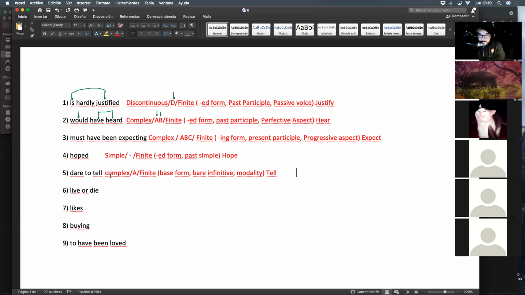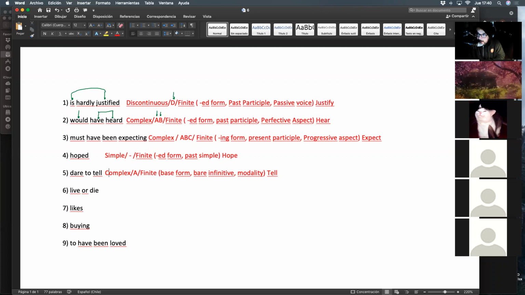Profe, yo tengo una duda que yo sé que lo explicó antes, pero yo me perdí. ¿Por qué no podría ser discontinuo esta? Porque dare to es un semimodal y ese to es parte del verbo dare, como want to, have to, need to, be going to. Disculpa, dare to sería el semimodal. Exacto.